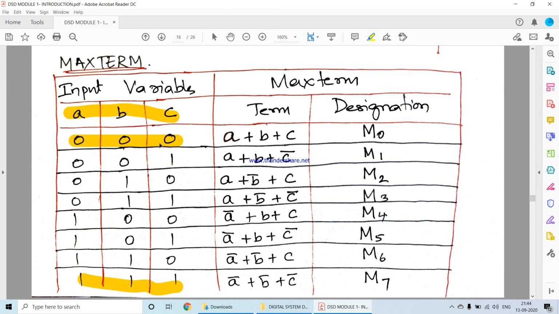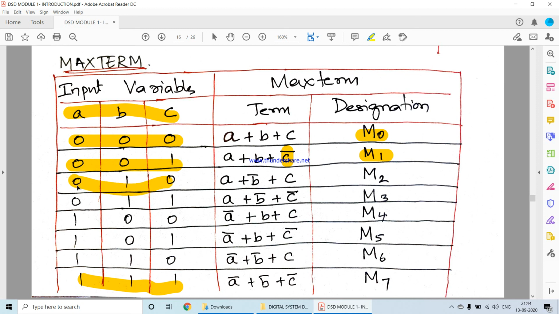Okay, A plus B plus C is what max term. Capital M is used for max term. So M naught. Again 0 is the decimal equivalent of this binary value 0 0 0. Similarly 0 0 1. A plus B is 0, plus C is 1. Therefore C bar. So as I said, 1 is complemented form. Okay, so therefore you get C bar. And that is M1, capital M1.